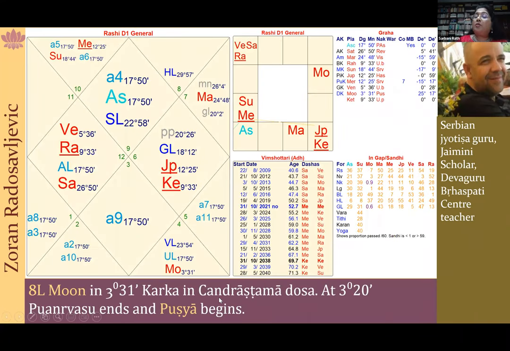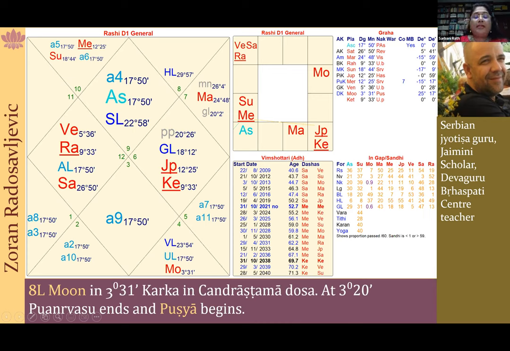This is the horoscope of another astrologer. He is our colleague. He was also a Gemini scholar, and he was a teacher with Devaguru Brihaspati Center. Zoran Radosavljevic actually hailed from Serbia. And you can see that his Chandra is in a Nakshatra Sandhi. It is also in a Chandrashtama Dosha, but it is in a Nakshatra Sandhi.